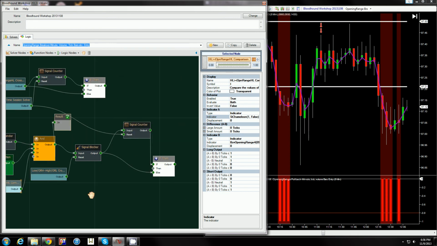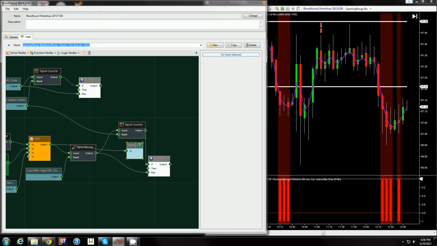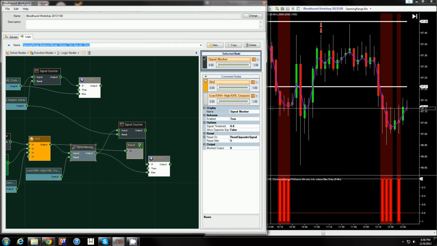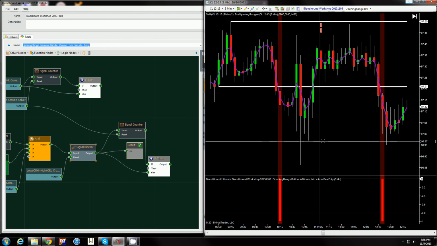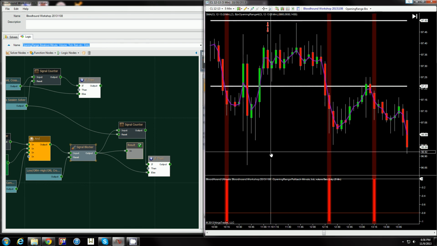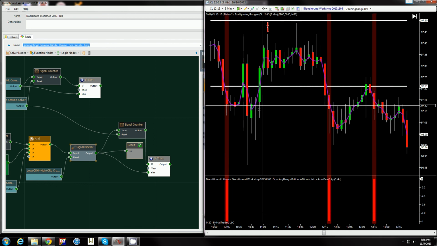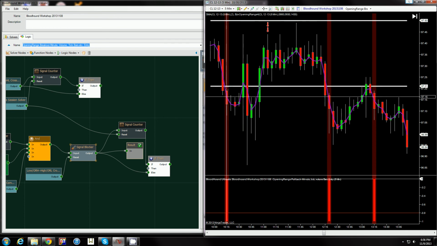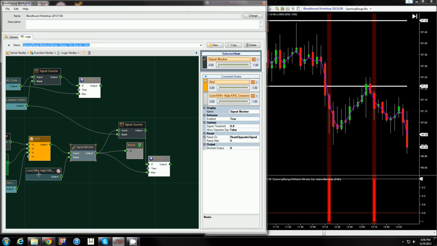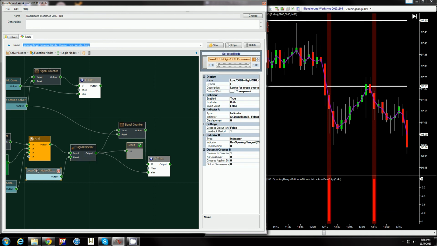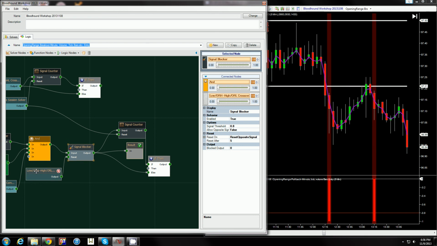Now, let's move on further here. I am blocking these subsequent signals. For 5 bars, I'm going to block the subsequent signals, because we don't need to be showing those other signals. If we use this to enter the trade, it's going to enter on the first bar, so there's really no point in showing those subsequent signals. And then we can reset the signal blocker with this, and I'll show you why I've added this.